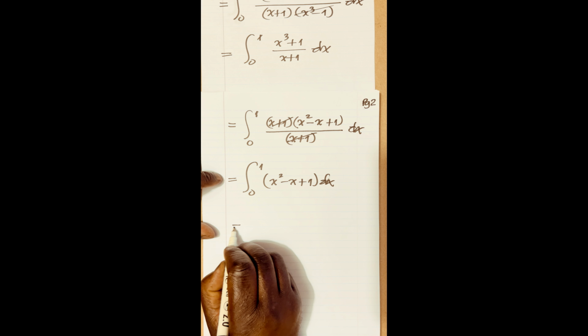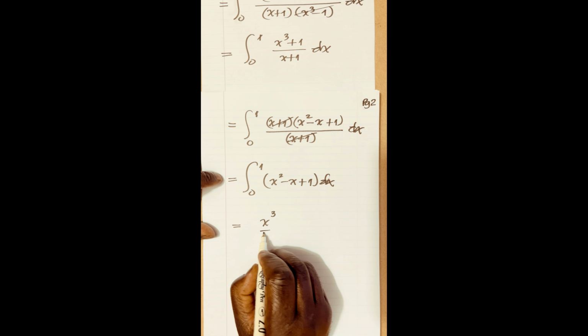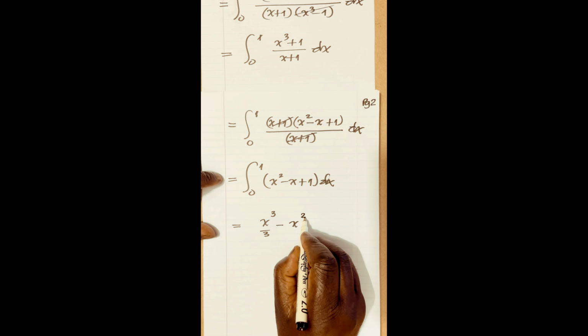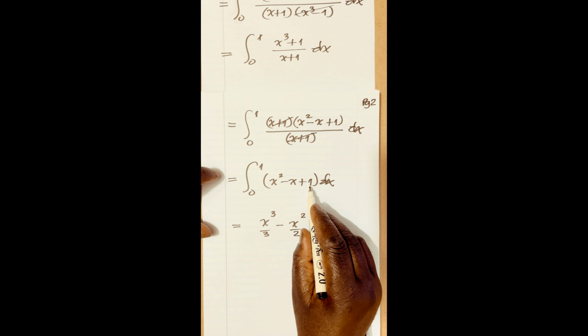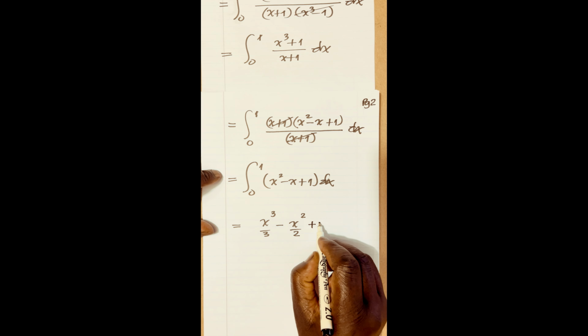So this is the same as, remember, power rule, x power 3, I'm adding 1 and I have to divide. Minus, the power here is 1, I add 1, I get x squared, I have to divide. And remember, this is x power 0, 1 times x power 0, and we add 1 and divide. The answer is just going to be plus x.